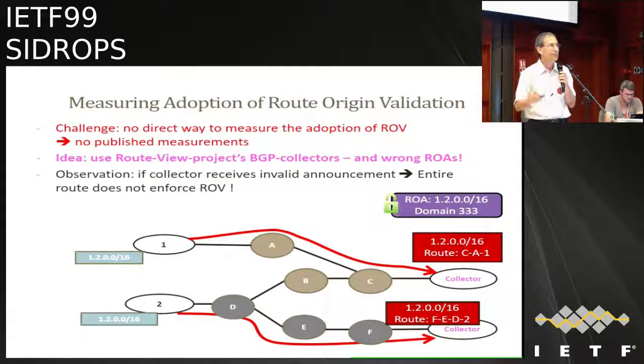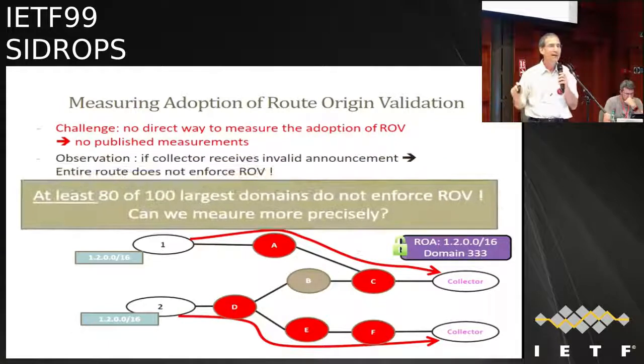And we could learn by this some ASes that most likely do not deploy ROV. That gave us that at least 80 of the top 100 ISPs do not enforce ROV, which is pretty bad. As you will see in a moment, it's very bad for the value of RPKI. Is reality like this, or can we measure more precisely to make sure if this is correct or incorrect? Maybe reality is better, or maybe reality is even worse.